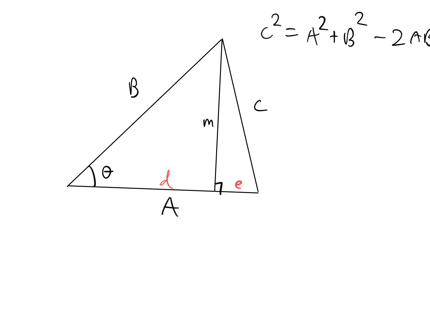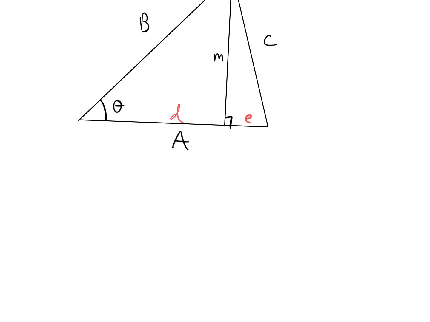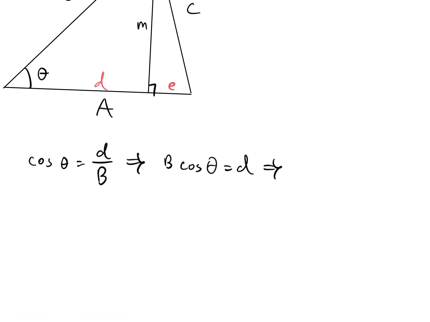Now, what we have to do simply is to use our SOHCAHTOA definitions of trig functions. So we know that the cosine of theta is indeed equal to D over B. And we can just change this into B cosine of theta equals D. D is just A minus E, right? So A minus E is equal to B cosine of theta.